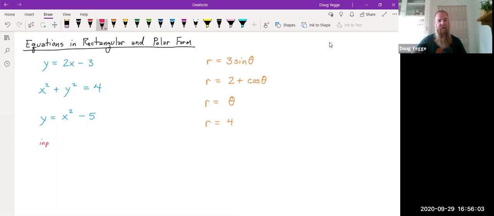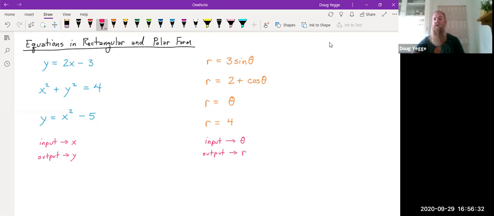input of x and your output is y. So you plug some quantity in on the x-axis and you get the corresponding y coordinate. But now when you take a look in polar form, the input is going to be an angle. The output is how far you walk in that direction.